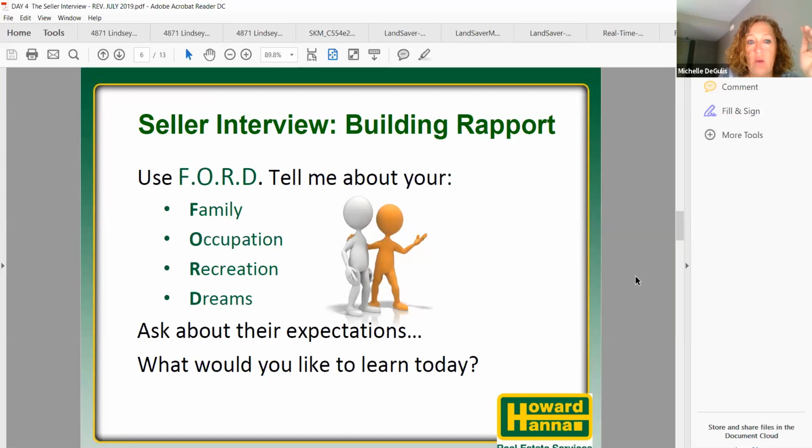So maybe you're at that open house, the neighbor from down the street walks into your open house and you start talking with them. You want them to first feel comfortable with you. So you might say, well, tell me a little bit about what you're planning to do once you sell your house, anything like that.